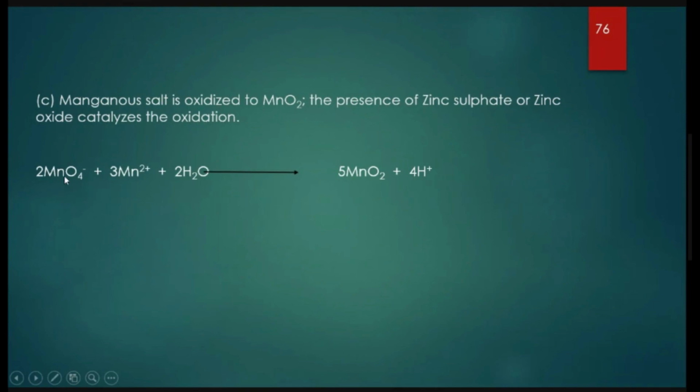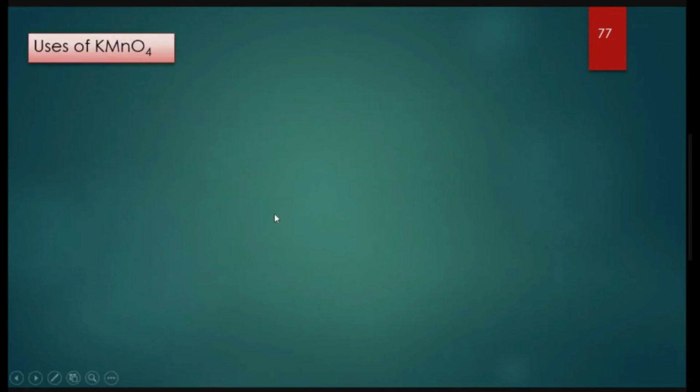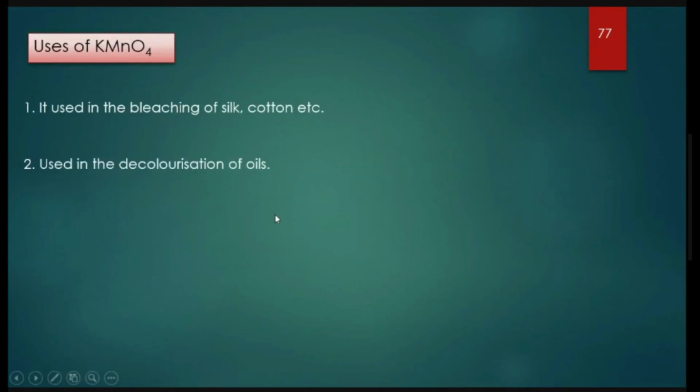Here Mn2+ is going to get oxidized. Here you can see in MnO2, what is its oxidation number? It is +4. From +2 to +4, its oxidation number is increasing. So Mn2+ is clearly undergoing oxidation, which is due to the action of the oxidizing agent used, which is potassium permanganate. Let's come to the last topic, that is about the uses of potassium permanganate.